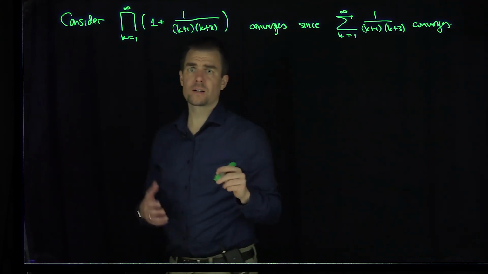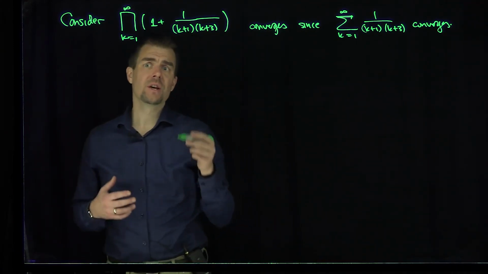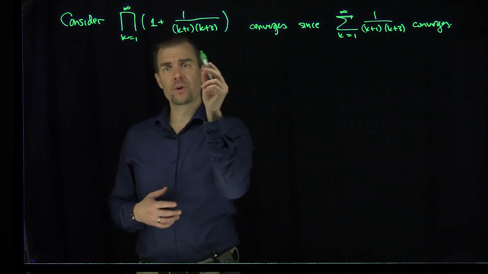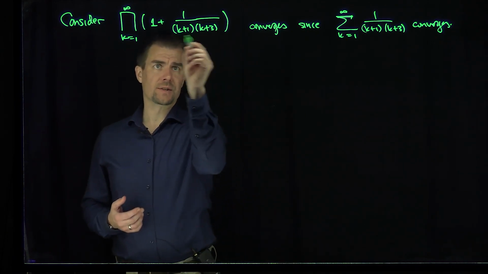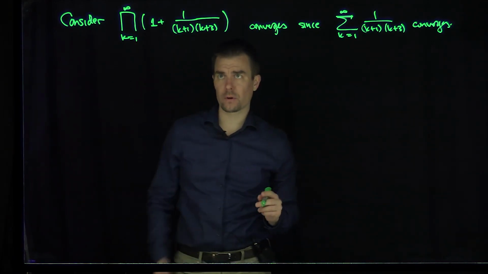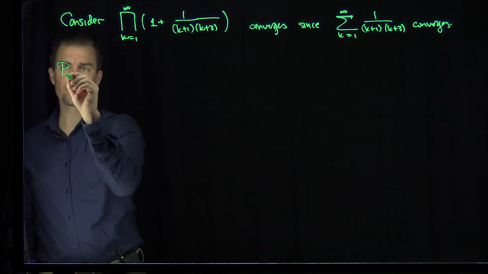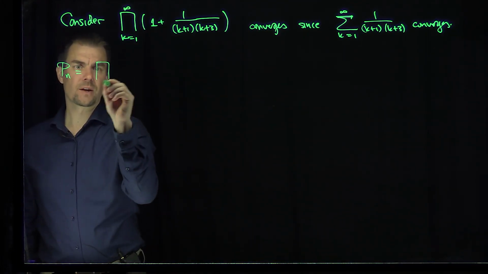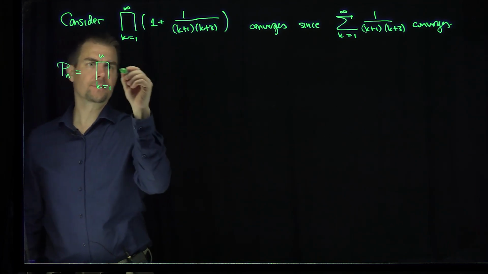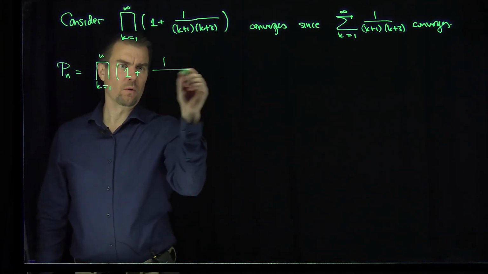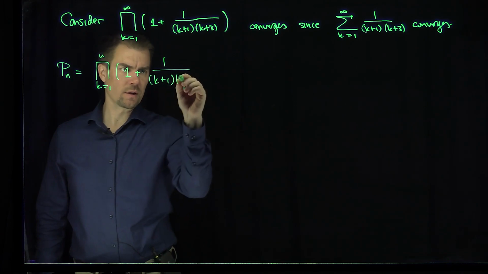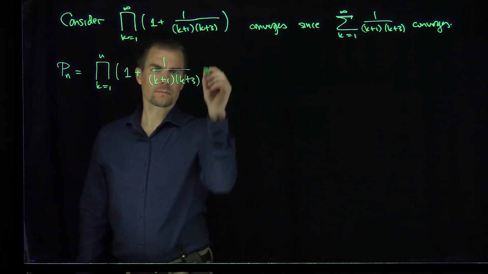We recall that an infinite product of the form 1 plus a_n converges if and only if the sum from 1 to infinity of just the a_n converges, and that's this exact term over here. So this product will converge, and now let's simplify this product to see what we can get. So let's look at the partial product. P_n is the partial product, and that's going to be the product k goes from 1 to n of 1 plus 1 over (k plus 1)(k plus 3).